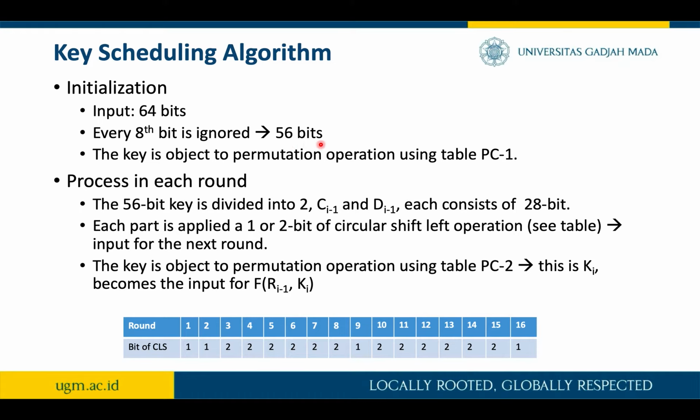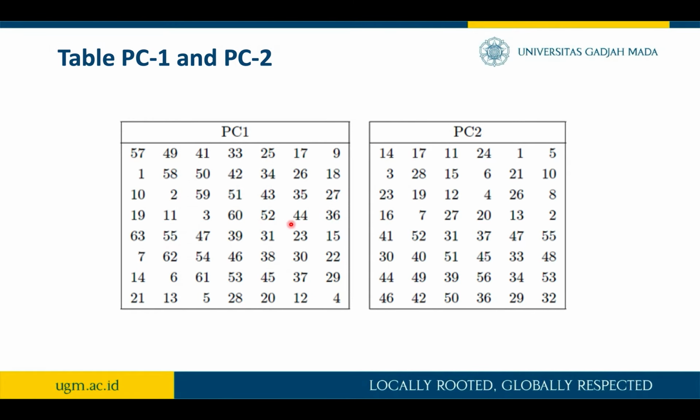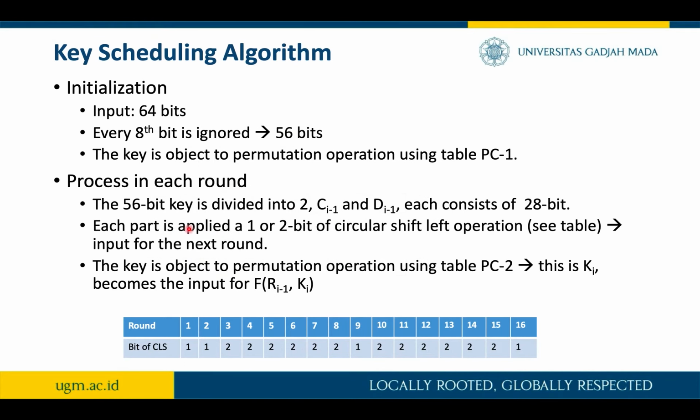After we get the 56 bits, we do a permutation on the bits using a table again, which is called PC1. This is the table, PC1. It is just a similar permutation to the one that I already explained in the previous slides.